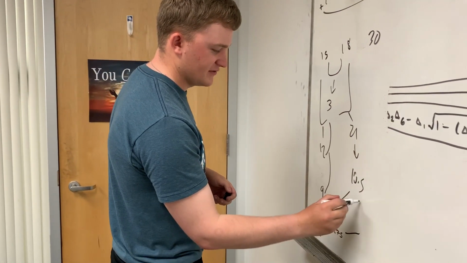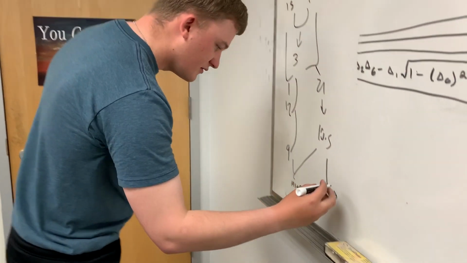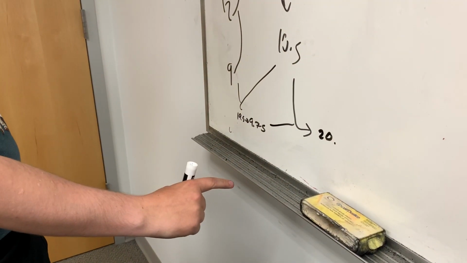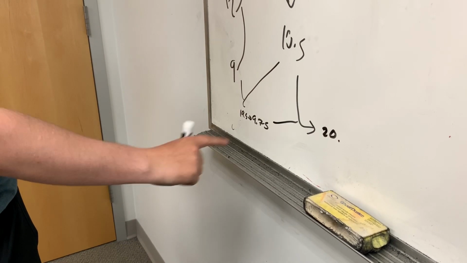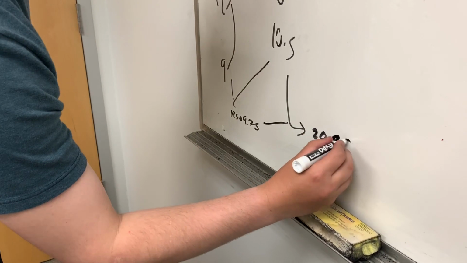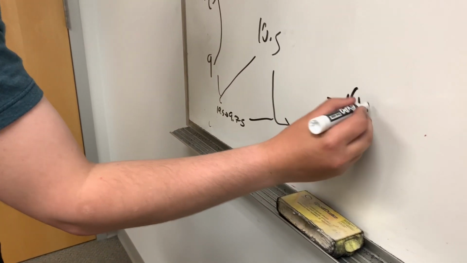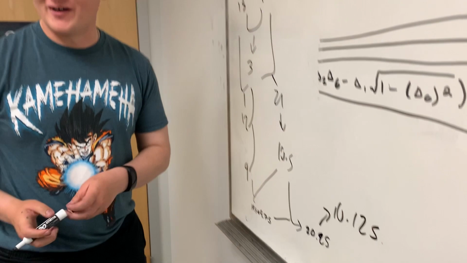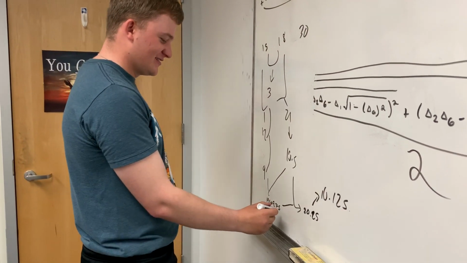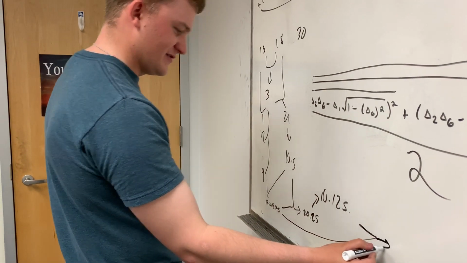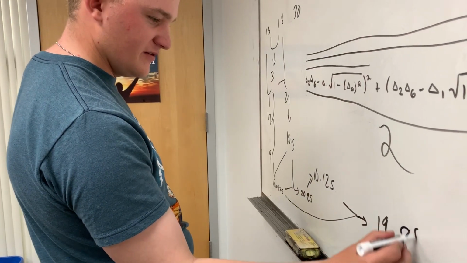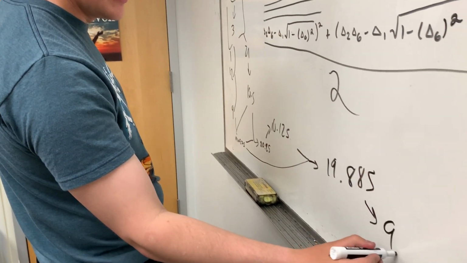Because you can add this with it, and you get, let's see, is that 20.25? Yes, 20.25. And then you can divide that and you get this, where I was talking about the 10.125. Oh my god. And you can take this and you get 19.885. And you can divide that by 2 and you get 9 point something.